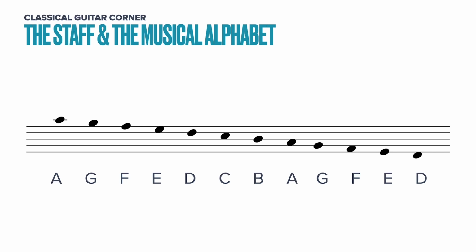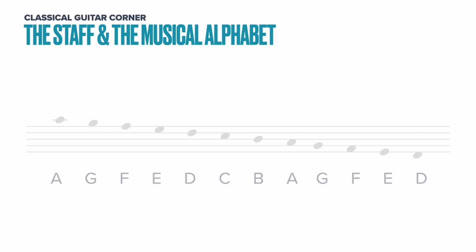Each line and space represents a single pitch from the musical alphabet. If you move up to the next line or space, you will have moved up one note in the musical alphabet, from A to B, for example. If you move down one line or space, you will have moved down one pitch in the musical alphabet, from A to G, for example.